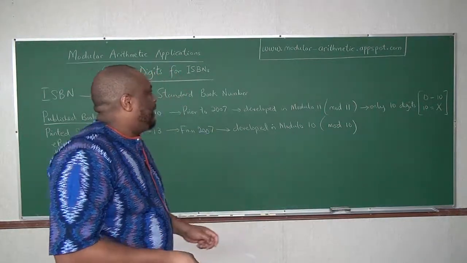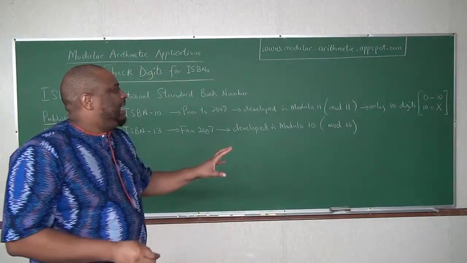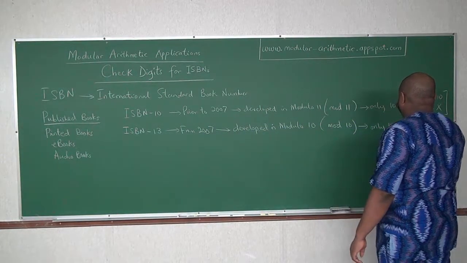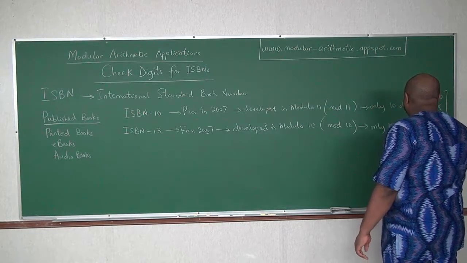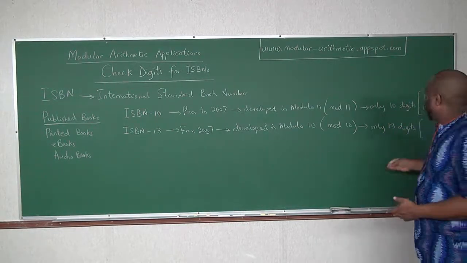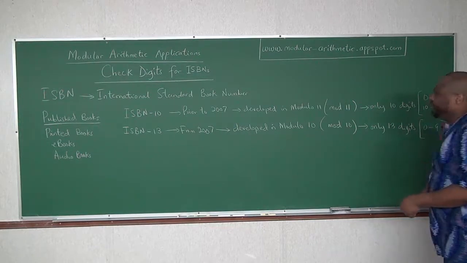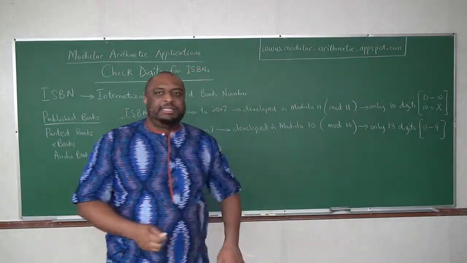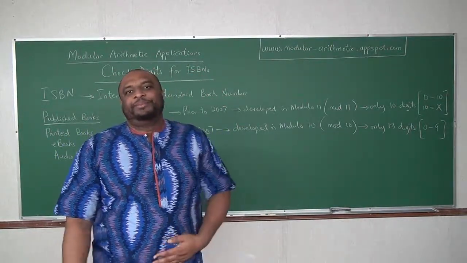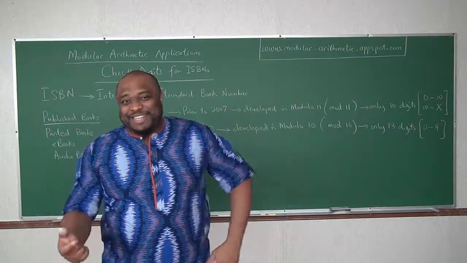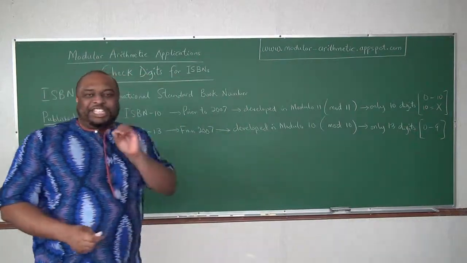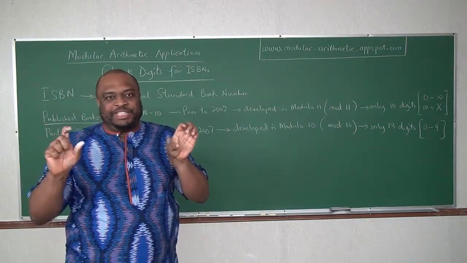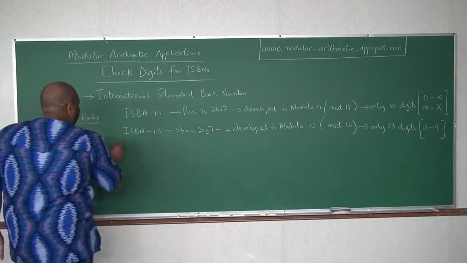Then ISBN 13 is only 13 digits. And because it's in mod 10, only 0 through 9 are allowed. And it's 13 digits, ISBN 13. Does it make sense? Now, the check digit is the last digit. The check digit is the last digit of an ISBN.